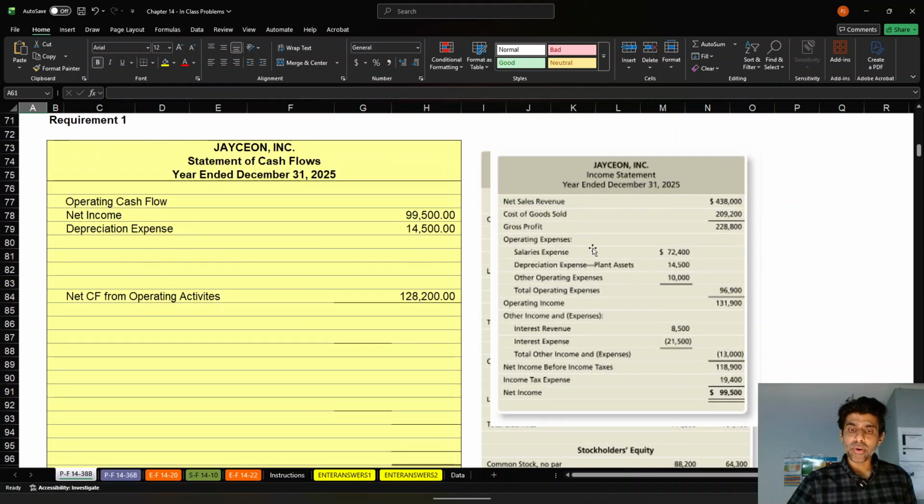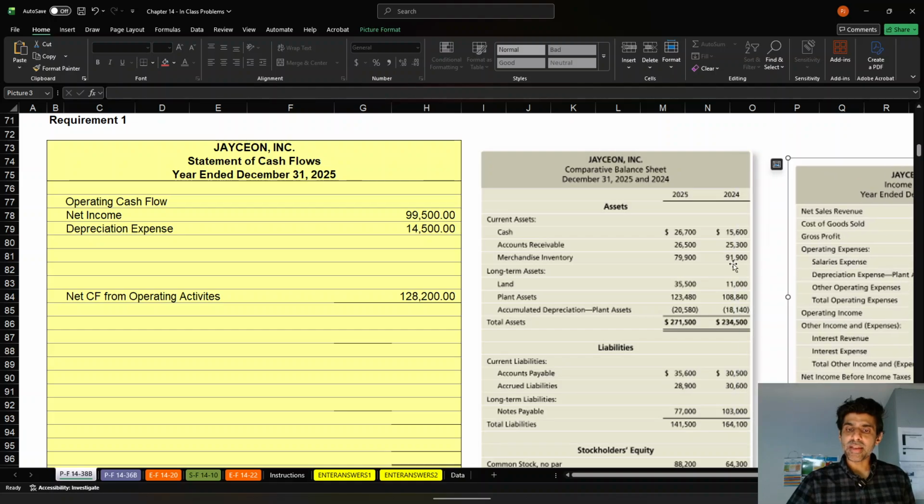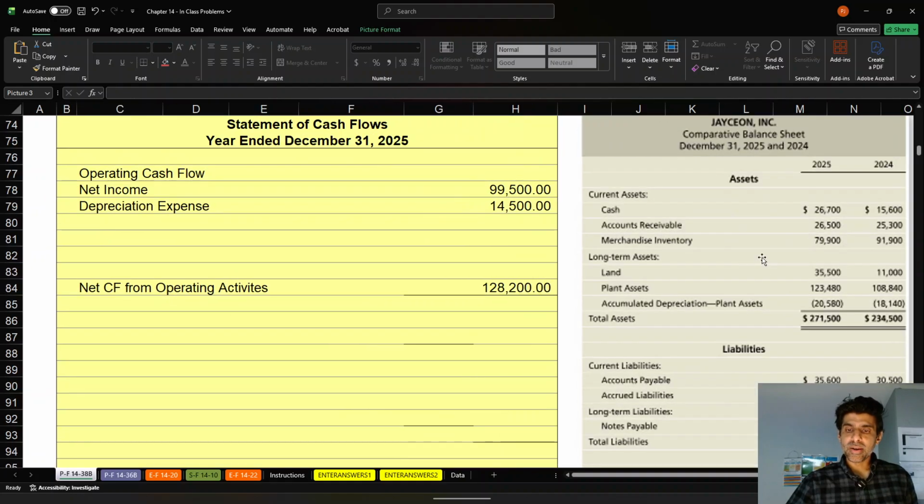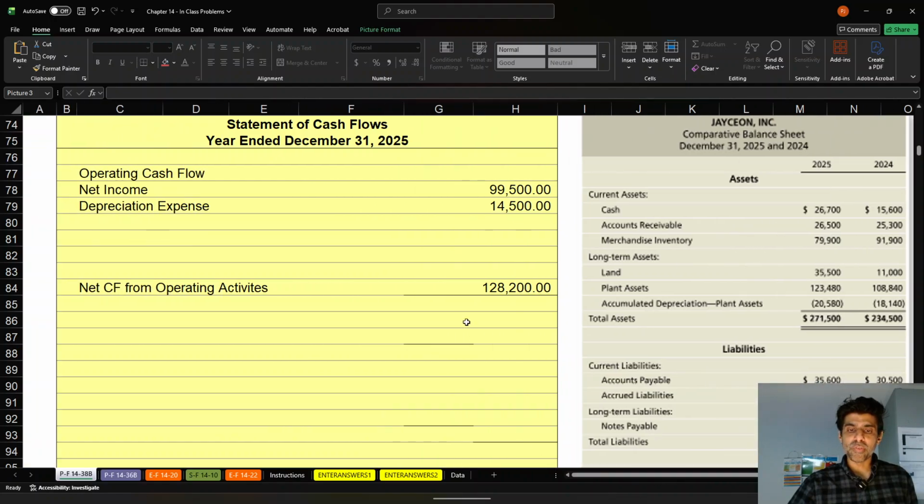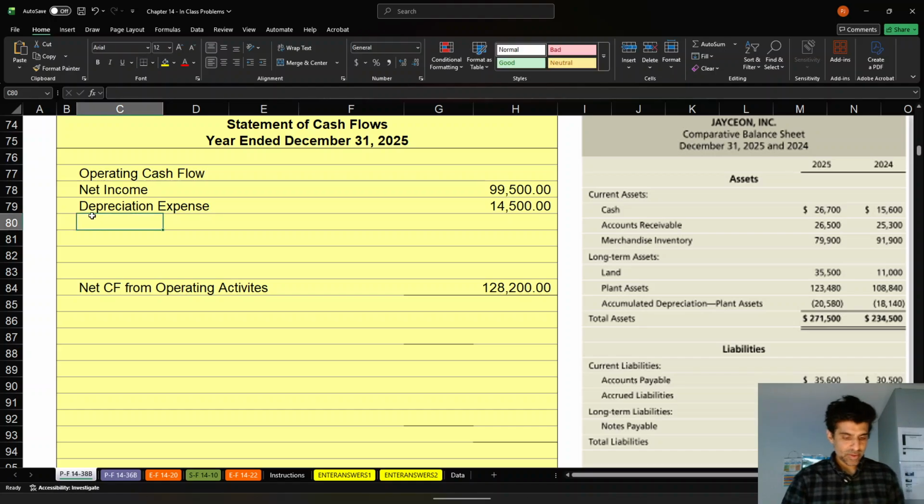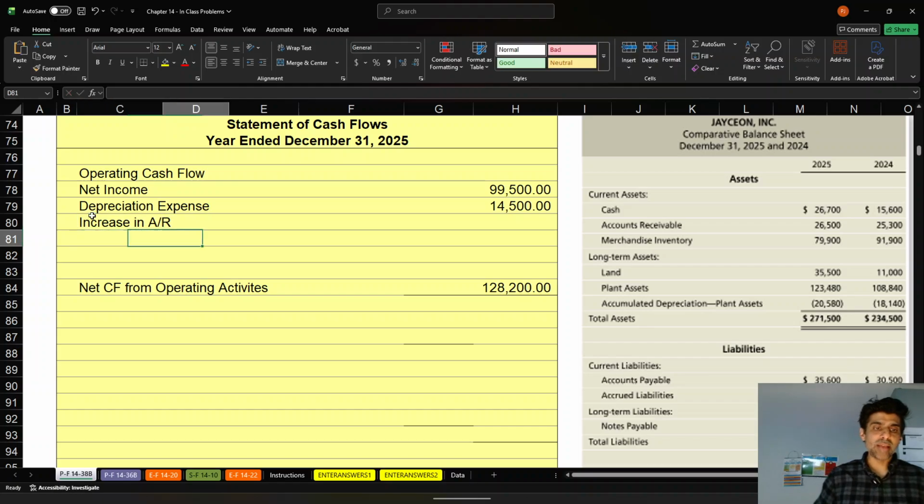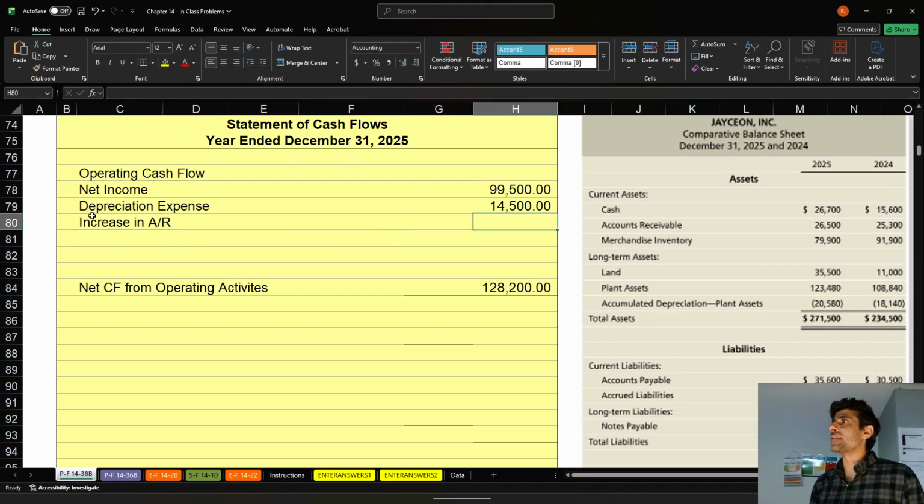So now we'll turn to the changes in our current assets and current liabilities. Okay, so we can see here accounts receivable went up from 25,300 to 26,500. So that's an increase of $1,200. So this is an increase in accounts receivable. Now, is that going to be an increase or decrease in cash flow? Yeah, Tyler. It's a decrease, right?